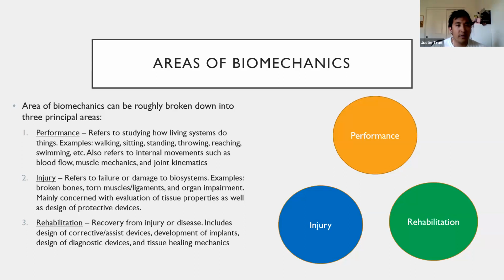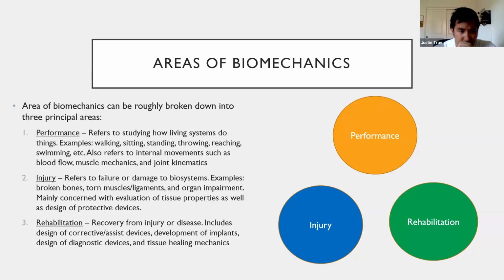Okay. The second area of biomechanics is what I like to call injury. And so this refers to either failure or damage to biosystems. And so things like broken bones, torn muscles, ligaments, organ damage and impairment. Okay. And so injury, we'll touch on injury a bit this semester as well. But to really dive into it, you really need to know a lot about the material properties of the bones and the muscles and the ligaments and things like that. And that unfortunately is a little bit outside the scope of this class. We'll talk about it in general, but specifics get pretty complicated. And so injury is another area of biomechanics.